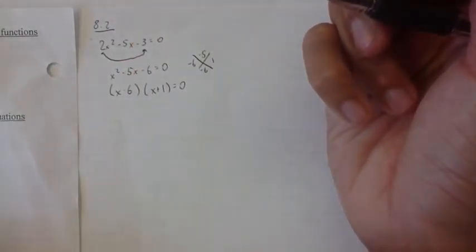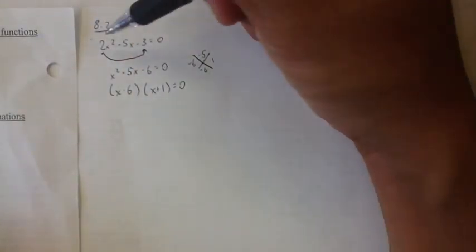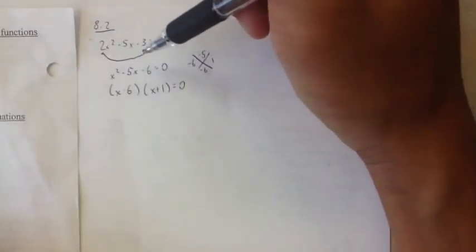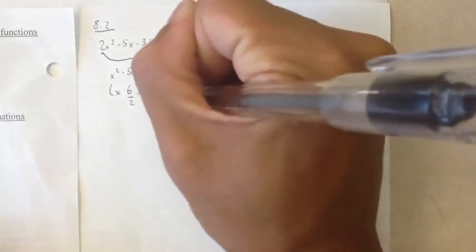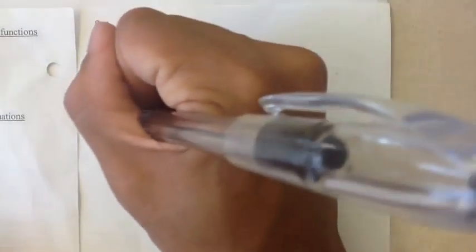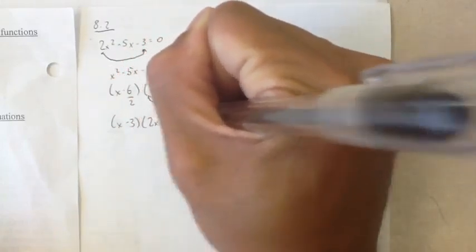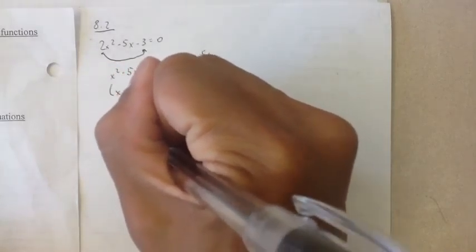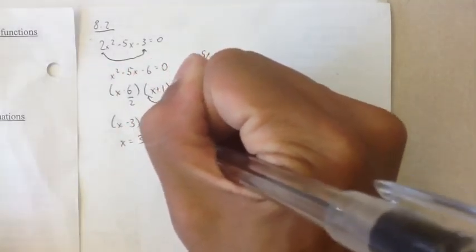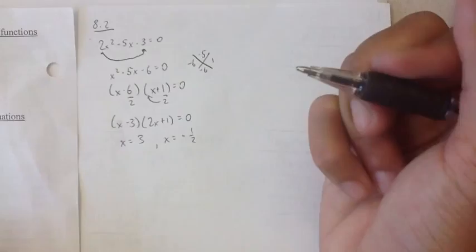Here's the part that a lot of students forget. If you're going to use bottoms up, you can't just leave that 2 over there. We weren't really allowed to do that. So we have to divide each of these terms by 2. If this simplifies, we're just going to leave this as x minus 3, and if it's still a fraction, we bring it to 2x plus 1 equals 0. So our answer is x equals 3, x equals -1/2.